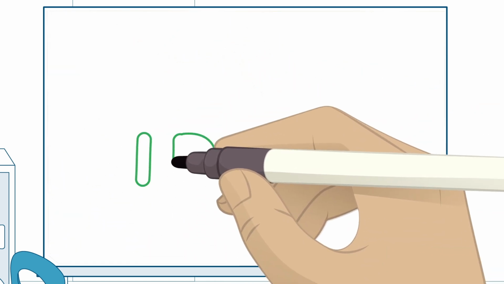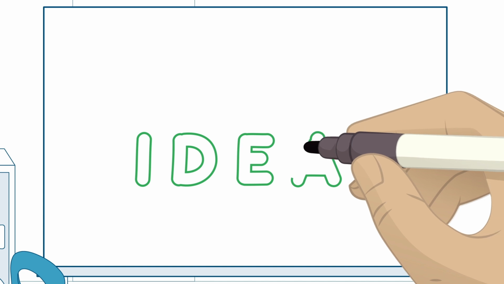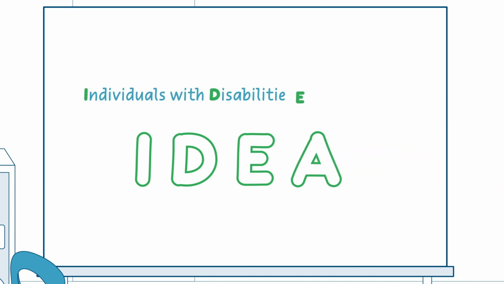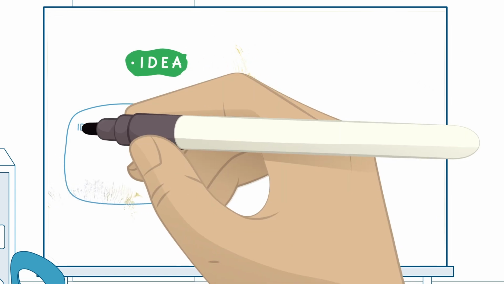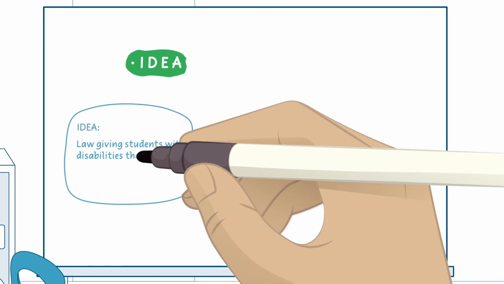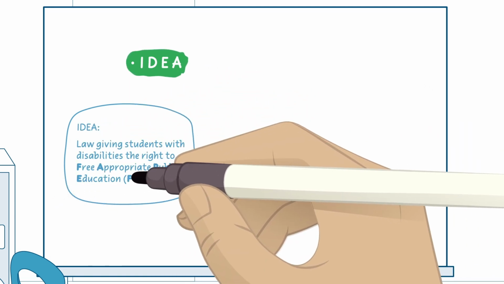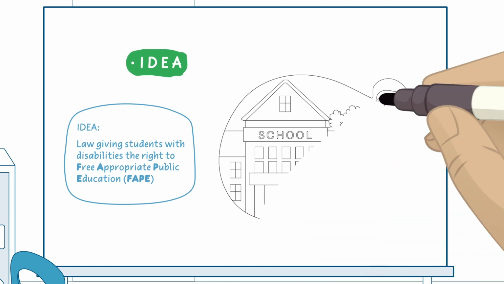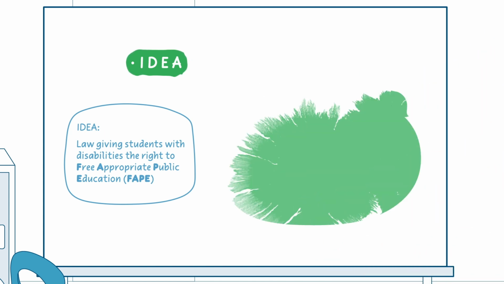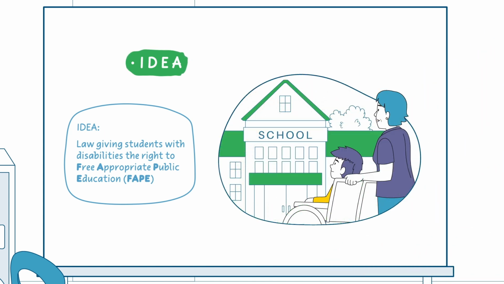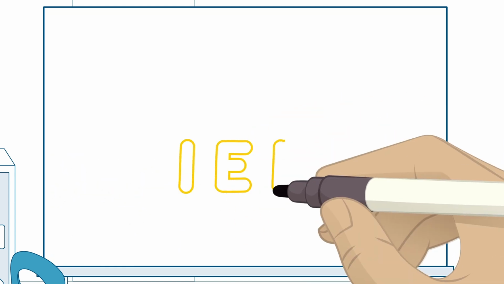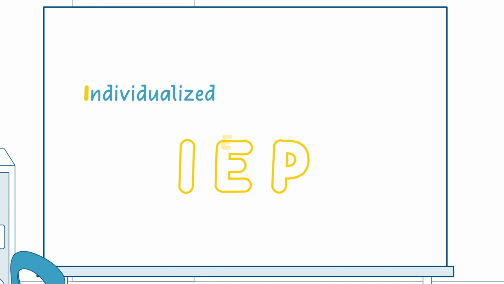The Individuals with Disabilities Education Act, or IDEA, is the law that ensures students with disabilities can have free and appropriate public education, referred to as FAPE. Public schools ensure this free and appropriate education by creating an educational plan tailored to each student's needs. This plan is referred to as the Individualized Education Program, or IEP.